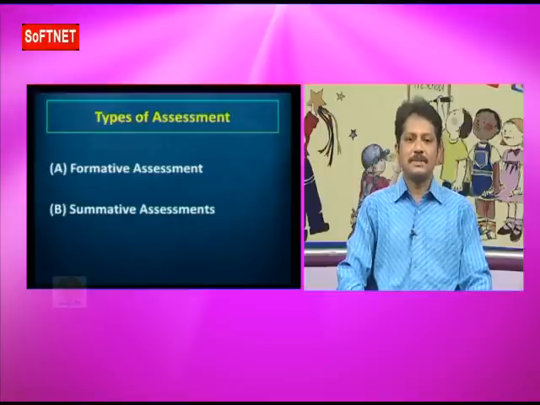So, the first formative assessment will be in the months of June and July, and the second one will be at the end of August and September. The first summative assessment is in the month of October, and the third formative assessment is in November and December. The fourth formative assessment is in January and February, and summative 2, the last assessment, will be in the month of March. According to this schedule, we have to conduct the assessments, clear.